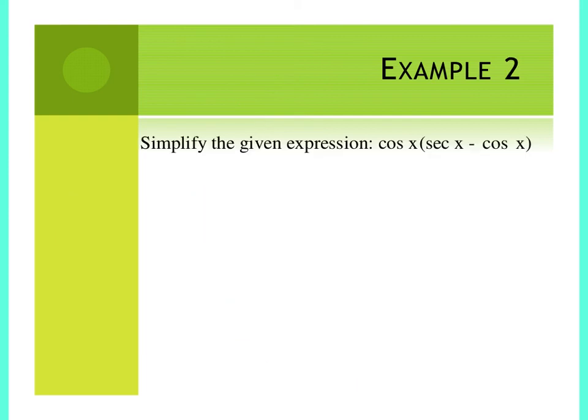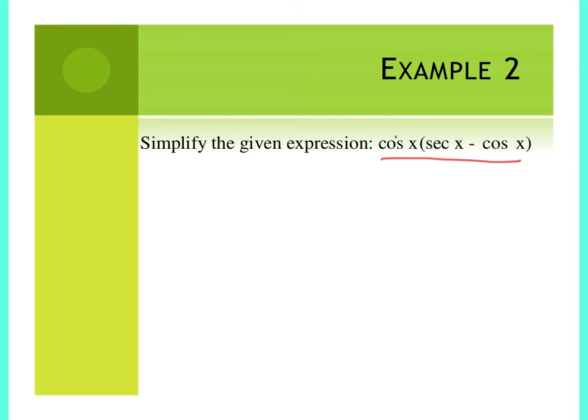All right, now we get into the first part of verifying trig identities. We are taking an expression that is more complicated than we want it to be, and we need to simplify it. The goal would be to get it in terms of sine and cosine. If we can get it down to one term, even better, okay? So cosine x times secant x minus cosine x. What's your gut tell you to do with this expression?